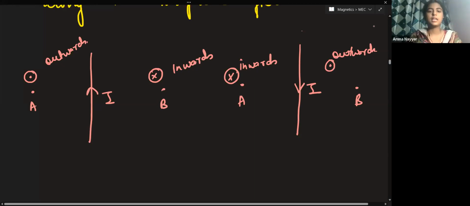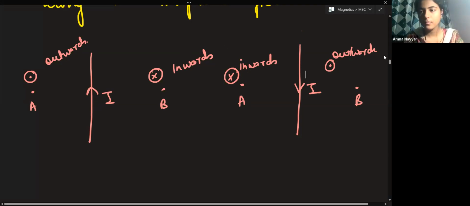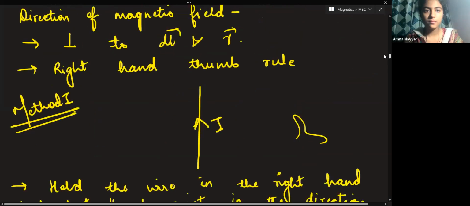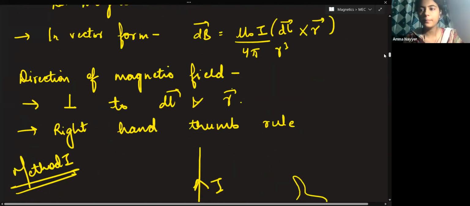Clear like this. Rest of the methods, I'll let you know. First, note it down till here. So this you have written, no, from vector form. And if you still have doubts in the directions, just ask me.